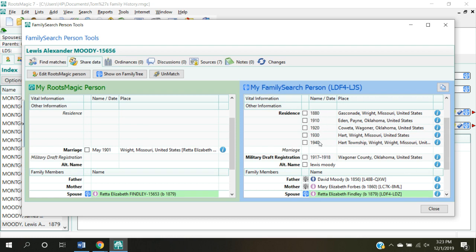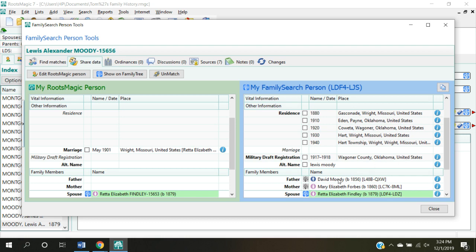This information here shows where on different censuses he may have been living at the time. This is probably correct. He had a World War I military draft registration card. The reason I know it's World War I is the dates here. The United States didn't get involved in World War I with active duty military people until 1917 and 1918, and that's when the draft was done. And he was in Wagner County, Oklahoma, which is a place where I have a lot of relatives.